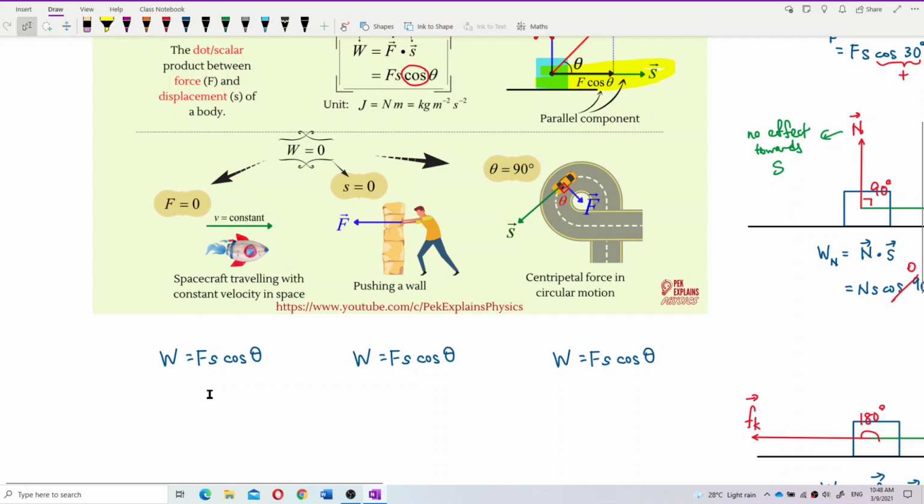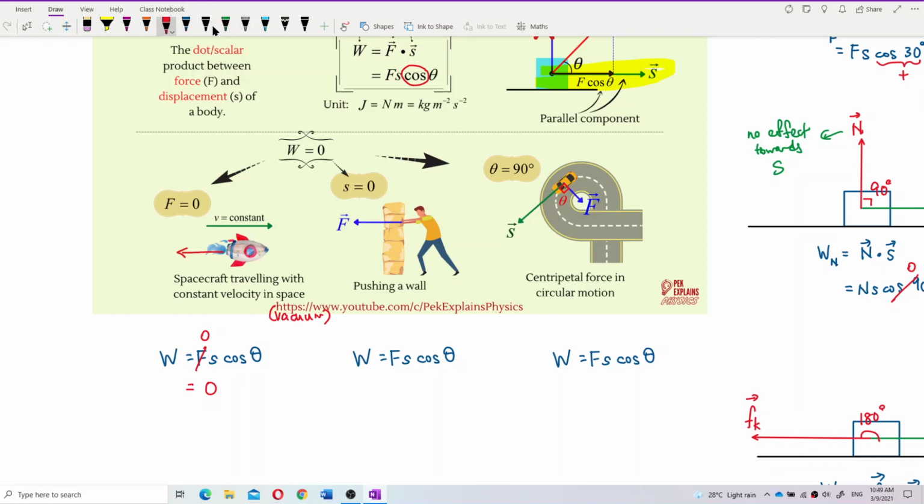Like for example, you see this equation. If the force here is 0, of course you multiply anything with 0, you get 0. Zero work done. Like you see a spacecraft traveling with constant velocity in space. We know that space is a vacuum, isn't it? Space is a vacuum. Nothing there. So to move with constant velocity, and space is a vacuum, that means it has no air friction.